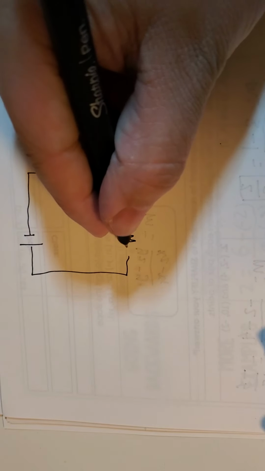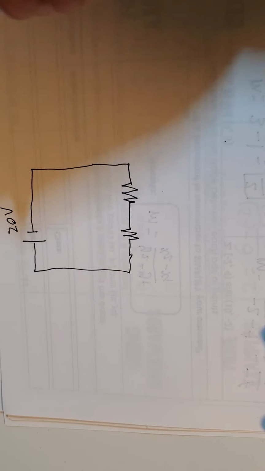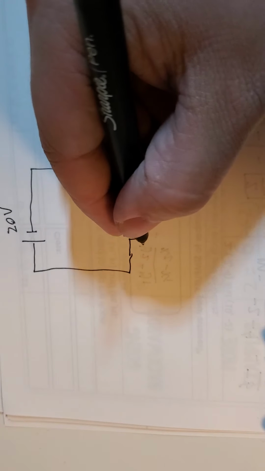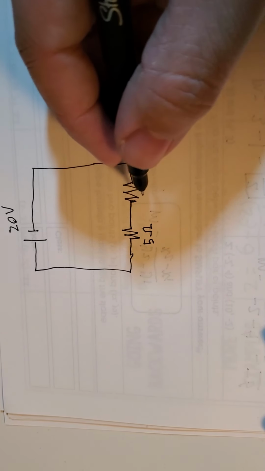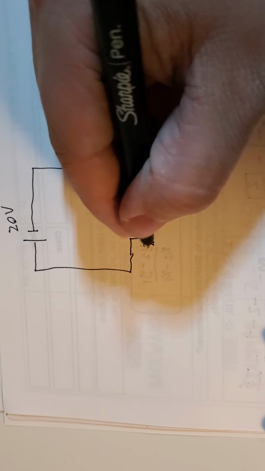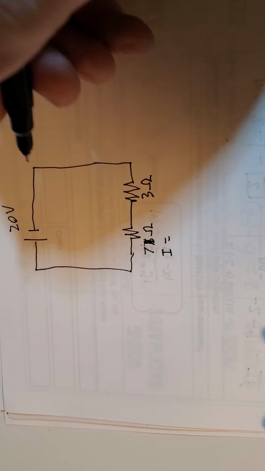So I've got my series circuit, and I've got one resistor and two resistors, and I say that this here is 20 volts. I've got a 20 volt power supply, and I've got a resistor that's got 5 ohms of resistance here, and I've got a resistor here that's, you know what, I'll change this to 7 ohms of resistance and 3 ohms of resistance, okay? And I know that my I here is going to equal, let's say, 4 amps, okay?